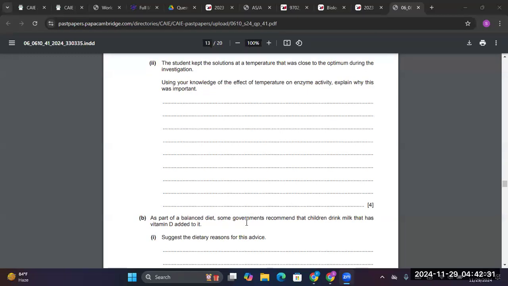All right. So is anybody done yet, Hajra? Al-Juhura, what do you think? How should we answer this? What is the effect of temperature on the enzyme activity?